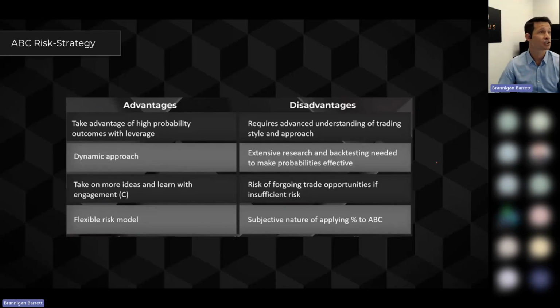Now, in terms of advantages and disadvantages, the advantage is that we take advantage of high probability outcomes. When it's in our favor, when the odds are very much leaning towards us winning, we want to risk more. It's very much a dynamic approach, but it also allows us to take on more trade ideas and learn with engagement. This is key for so many traders.